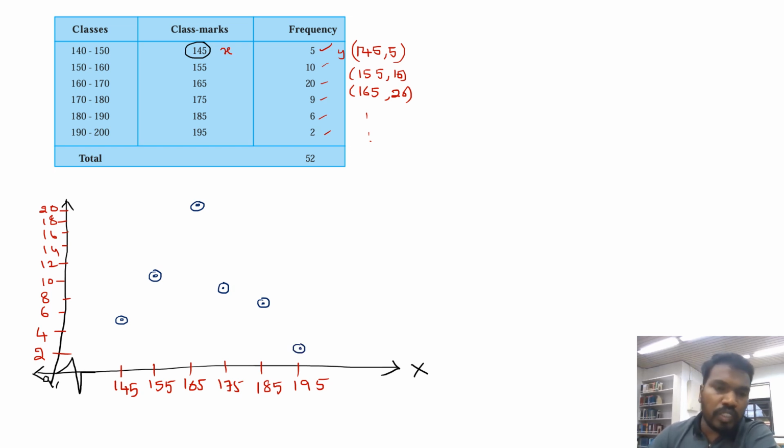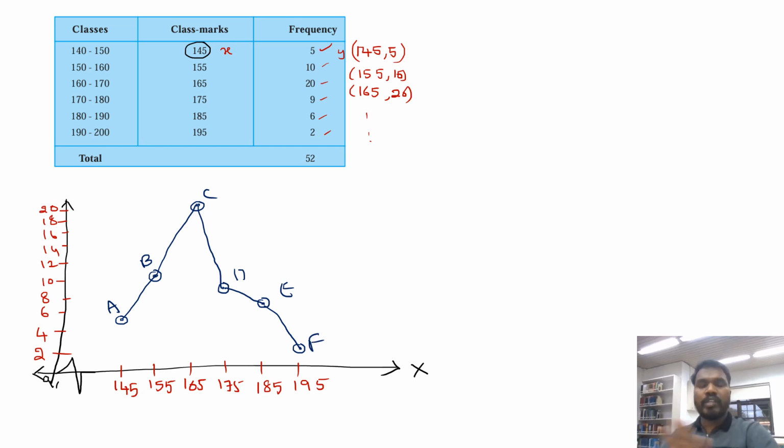So now what you do, you just join these with the help of a scale such that it looks like a line segment. Don't draw it in a curved way. It should look like line segments. So let's give the names A, B, C, D, E, F. So this is the frequency polygon. But as I said, generally what we do, we close the figure. That is the general way of drawing the frequency polygon.